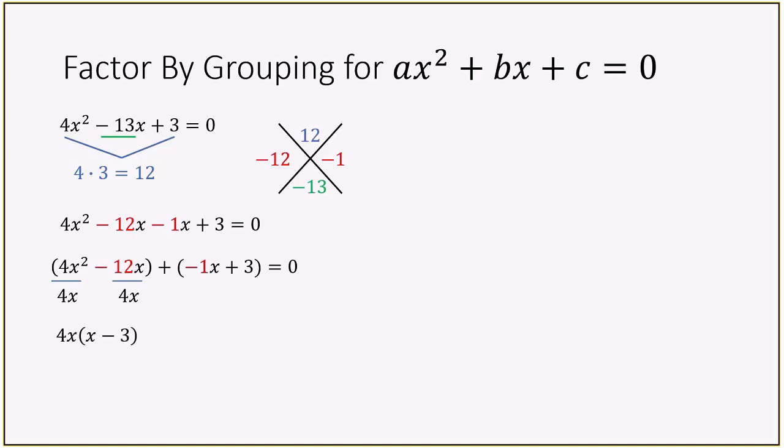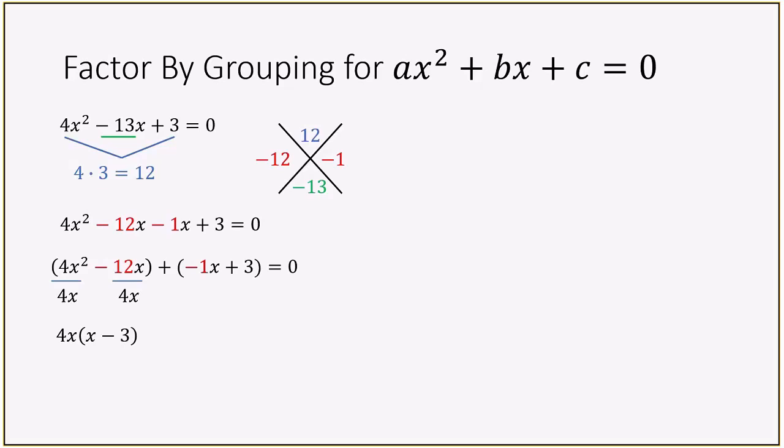And so that first part now becomes 4x times x minus 3. 4x squared divided by 4x gets you x. And negative 12x divided by 4x gets you negative 3. And now I'm going to repeat the process for the next group, that negative 1x plus 3. Now you might be thinking, well, there's no x's in both terms, so I can't factor out an x, and there's really no number bigger than 1 that fits into both of them, so I can't really do anything with that.